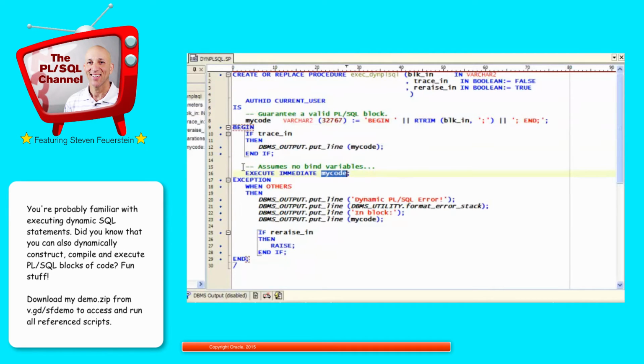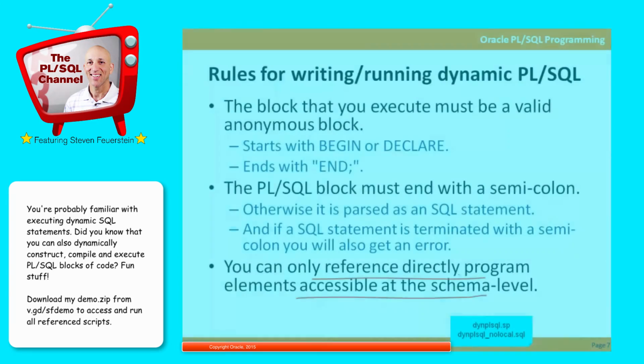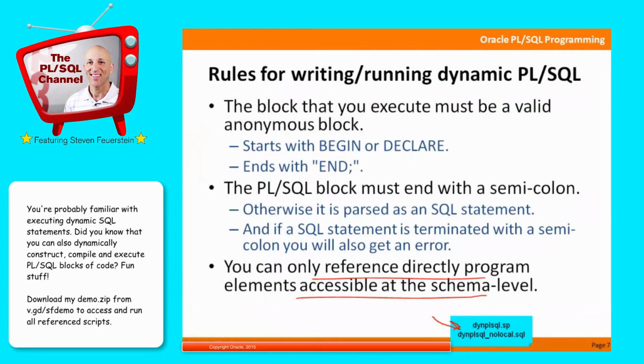And here I'm assuming that there are no bind variables. We'll come back to the using clause and bind variables in a moment. So this is a very simple case. Construct a block of code, execute it. And if something goes wrong, I'll display the error message and the code. So that's a very basic example and a little utility for running dynamic PLSQL. Let's take a look at the no local script.